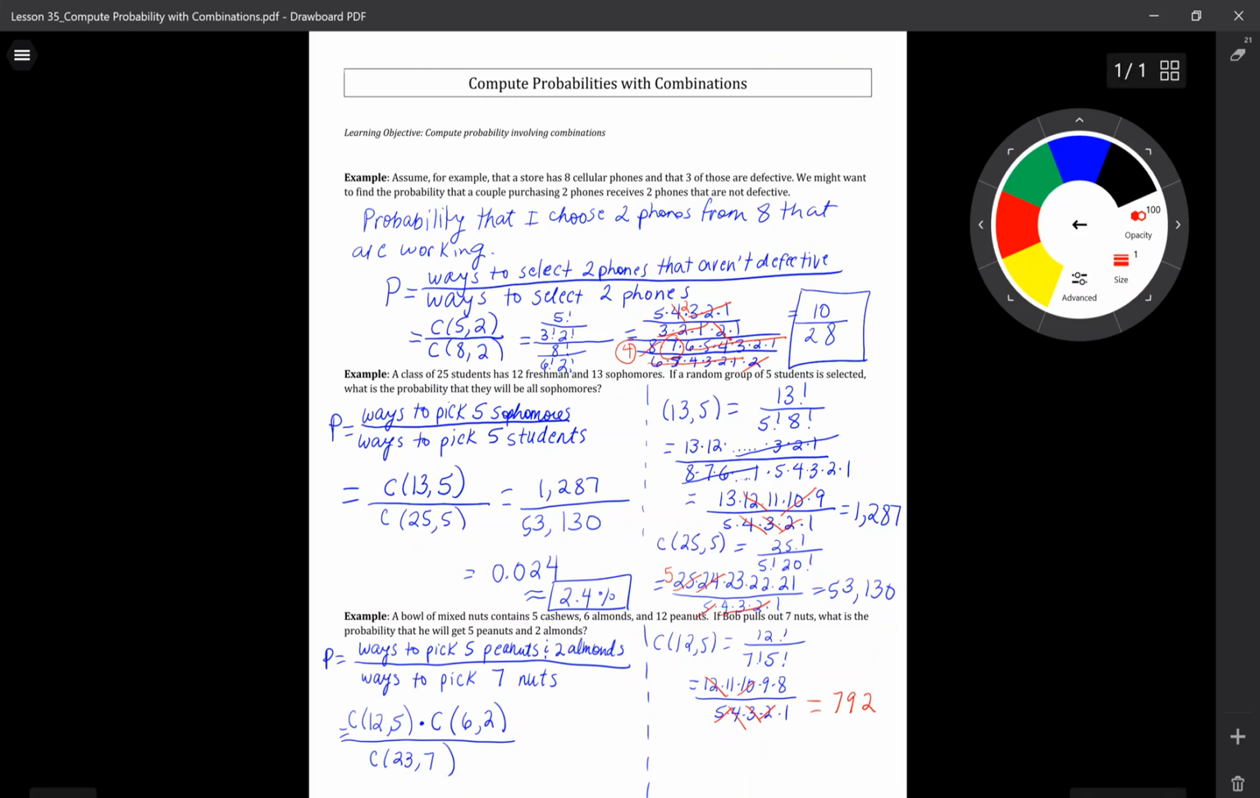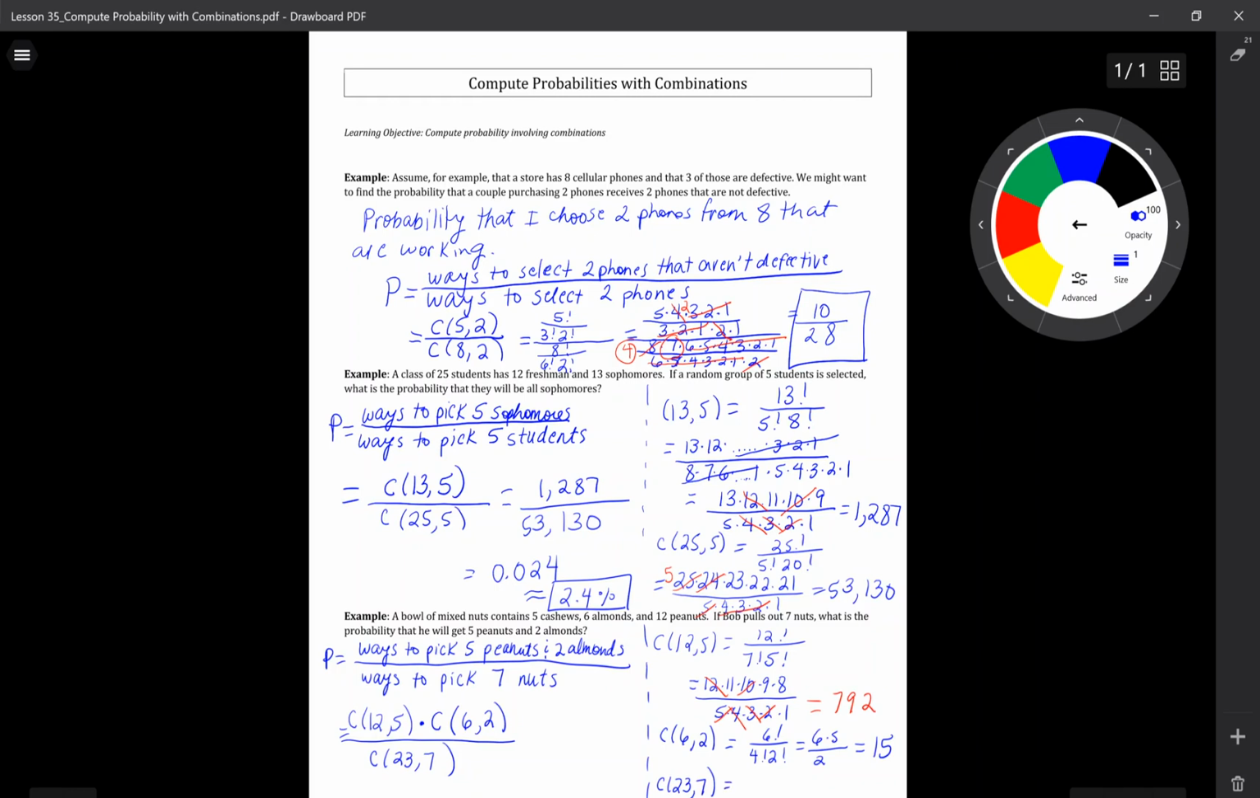If I want to look at C of 6 choose 2, this is the almonds. This is 6 factorial over 4 factorial, 2 factorial. If I cancel out that 4 factorial, I'm left with 6 times 5 over 2, which is 15. So there are 15 ways to choose 2 almonds from 6. And finally, I need C of 23 choose 7.